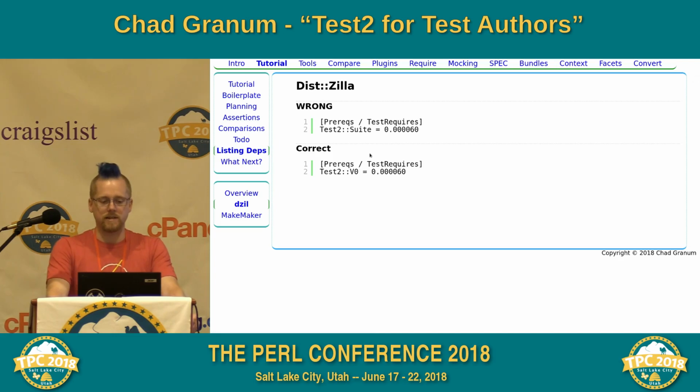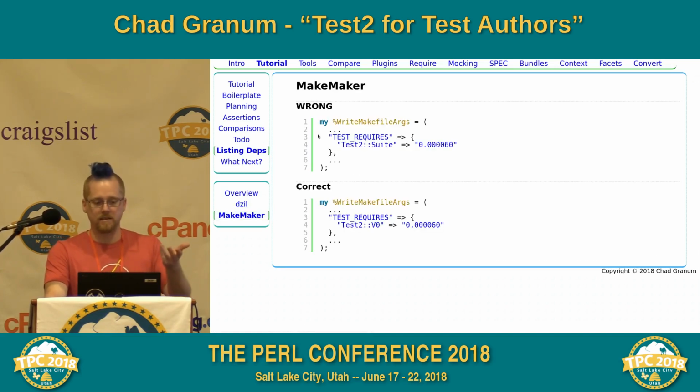So for Dizilla, the wrong way would be to list Test2-Suite. The correct way would be to list Test2-Suite V0. Maker is very similar. Here's the wrong way, and here's the correct way.